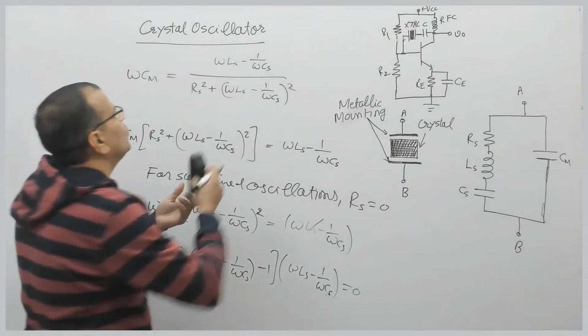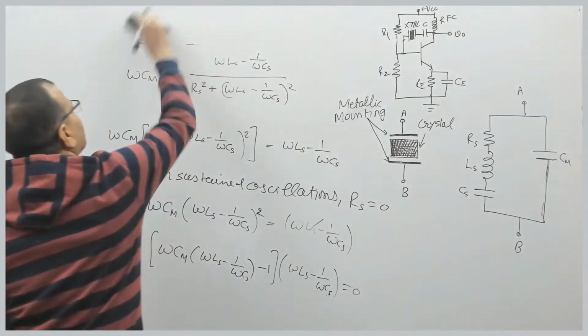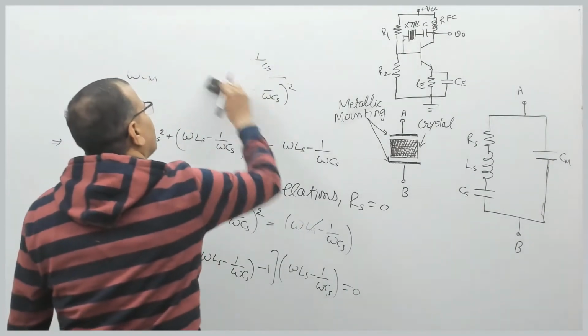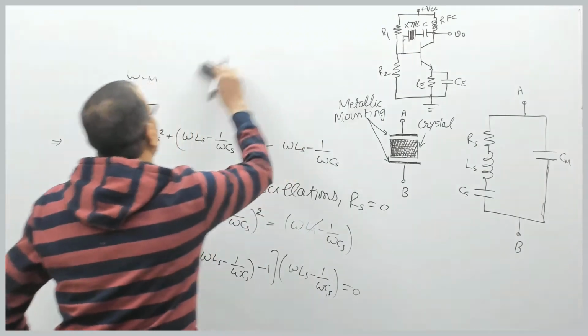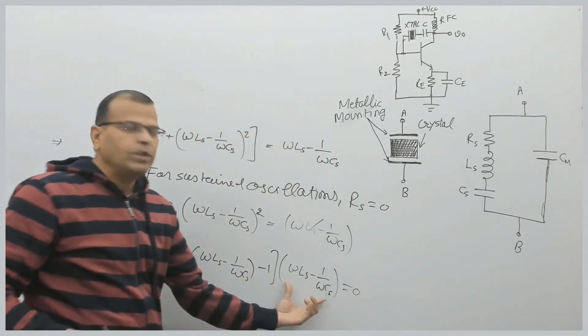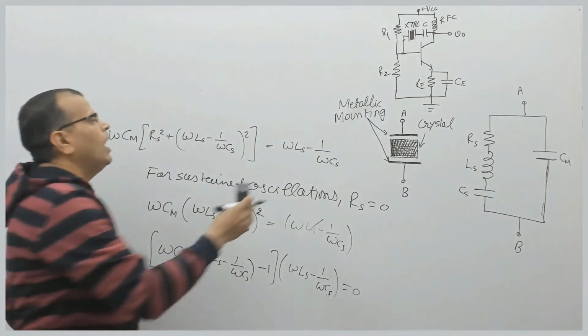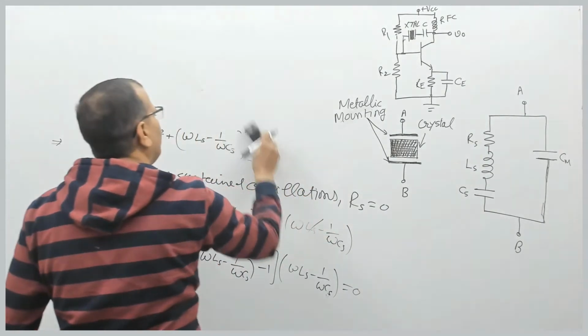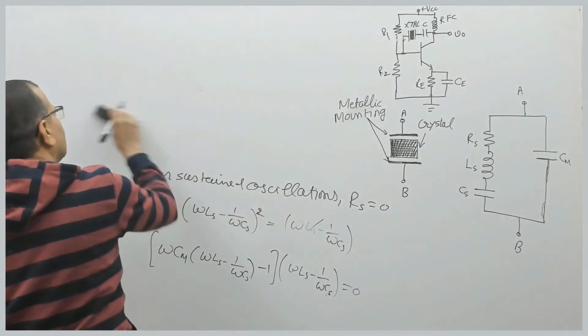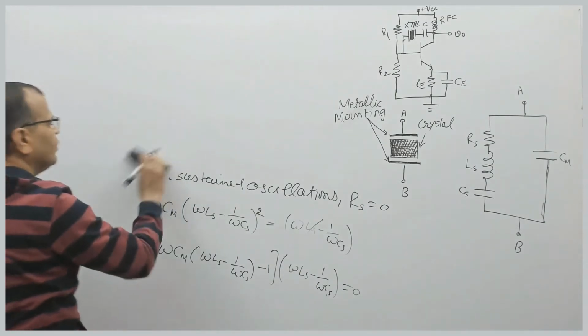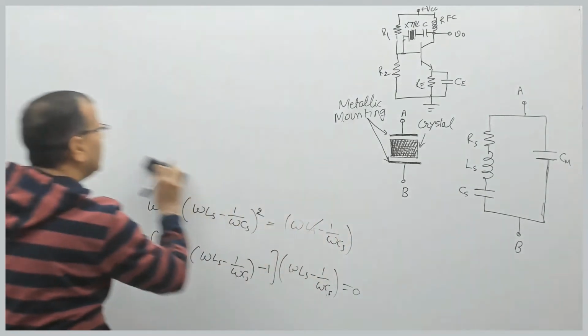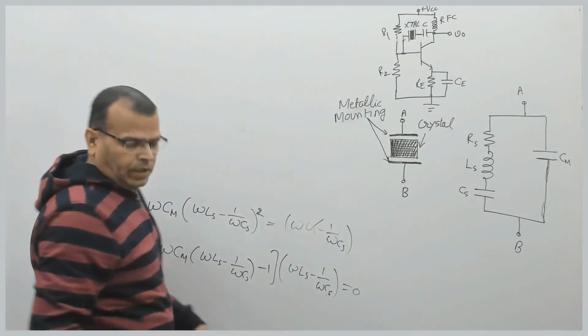Now there are two terms. You can see there are two terms, and for this product to be 0, what is the condition? Either this can be 0 or this can be 0, and that gives you the condition of oscillation, or rather than that, I'll say that gives you the frequency of oscillations. And see it carefully, please.